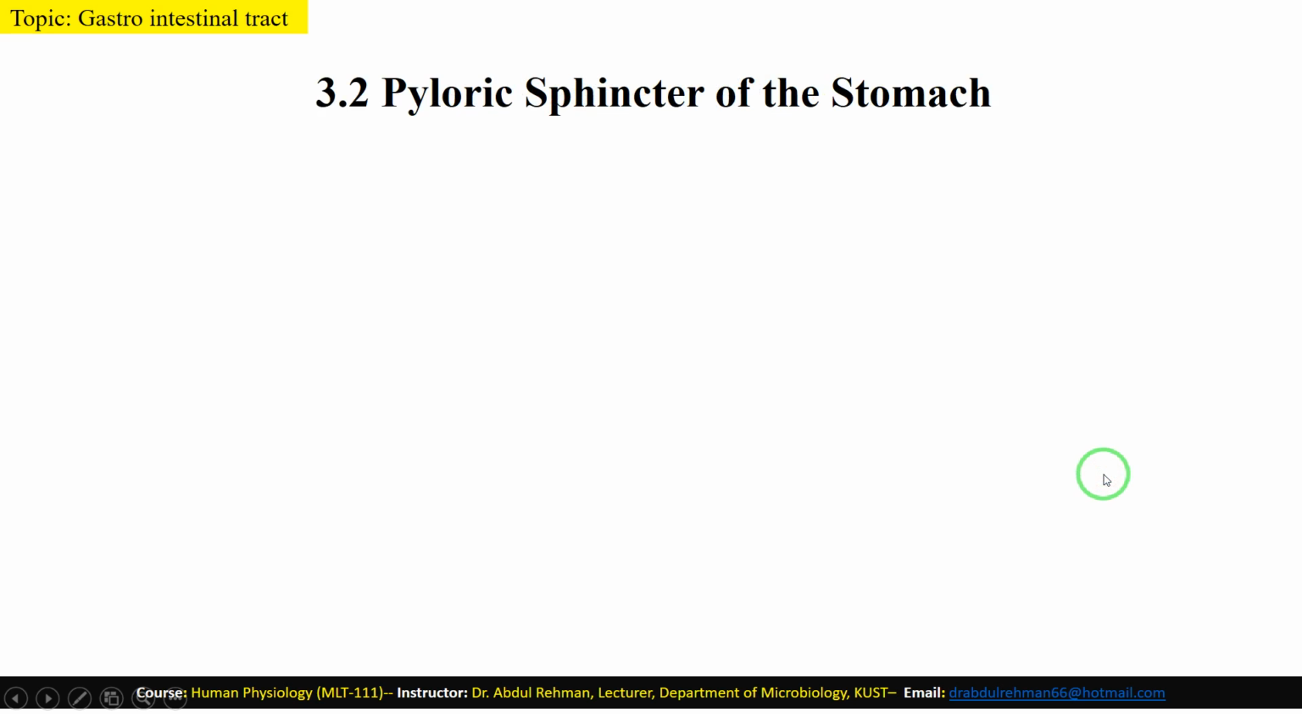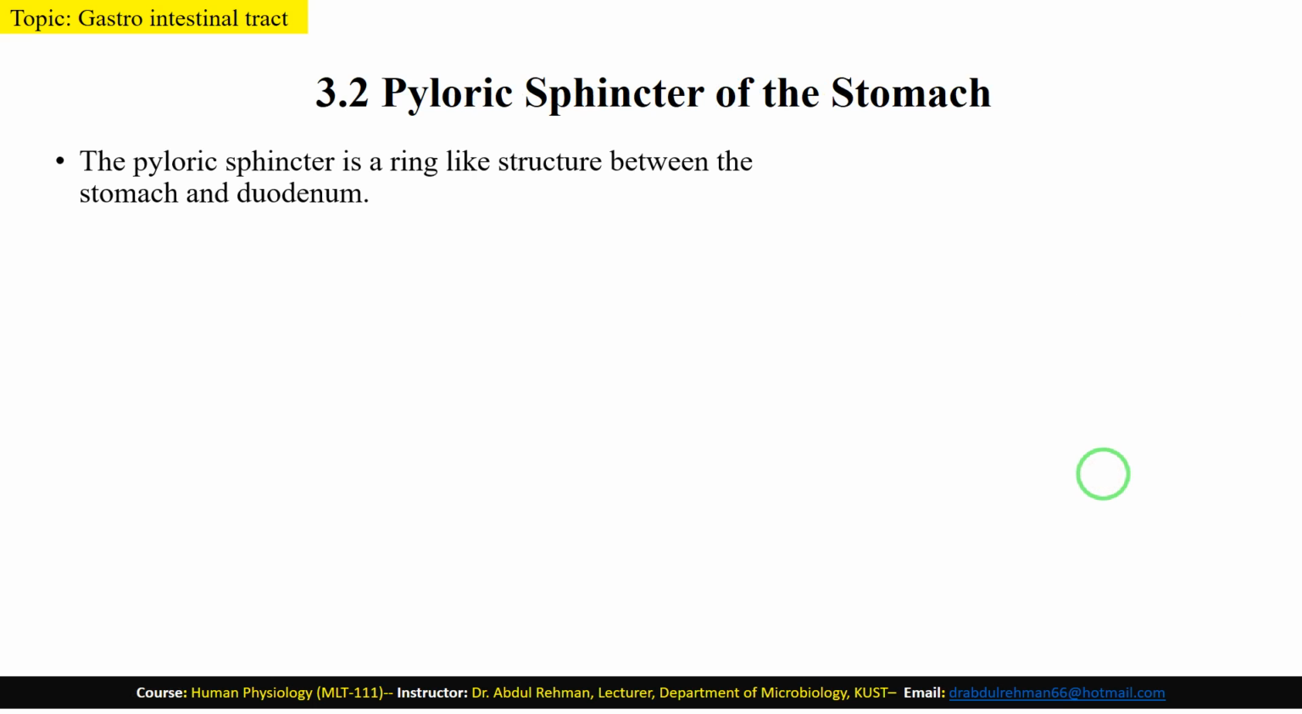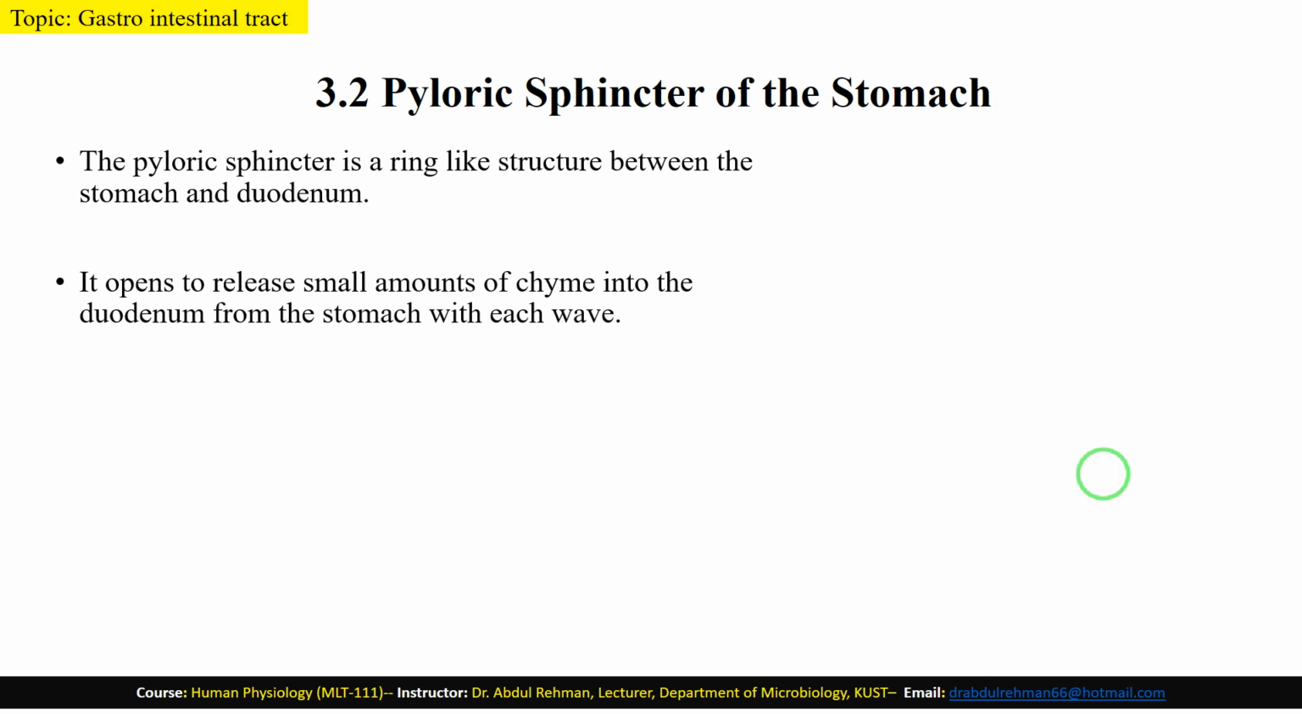Pyloric sphincter of the stomach. The pyloric sphincter is a ring-like structure that exists between the stomach and the small intestine, the first part of the small intestine, that is the duodenum. It opens to release a small amount of chyme, because the bolus that came from the esophagus has now been converted into chyme. So a small amount of chyme is allowed to enter the small intestinal region, that is the duodenum, at each wave.